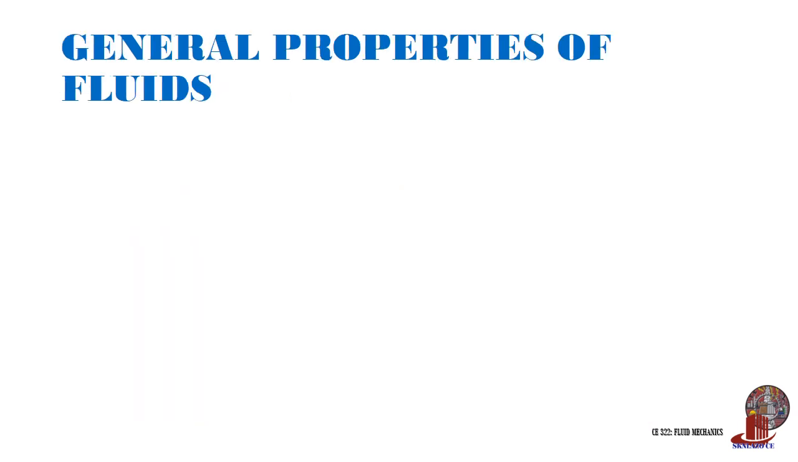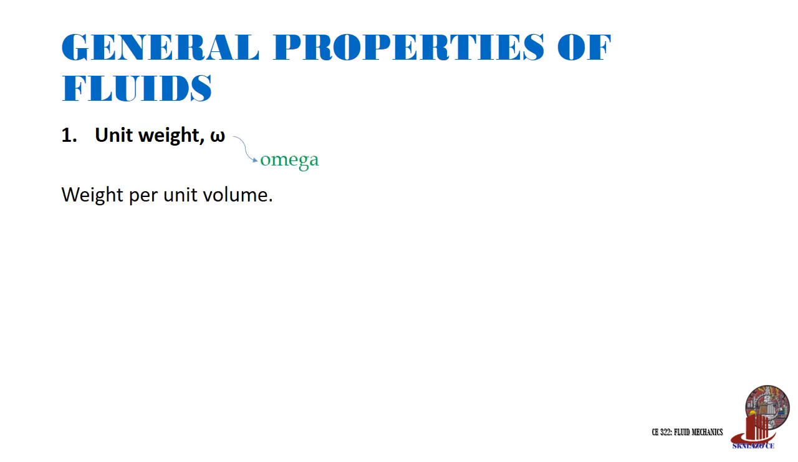Let's move on to the general properties of fluids. First is unit weight with the symbol omega. Unit weight is defined as the weight of a certain fluid per unit volume. In equation form, it would look like unit weight is equal to weight over volume, or omega is equal to W over V. The standard unit for this parameter is pounds per cubic foot in the FPS system and Newton per cubic meter for the metric system.